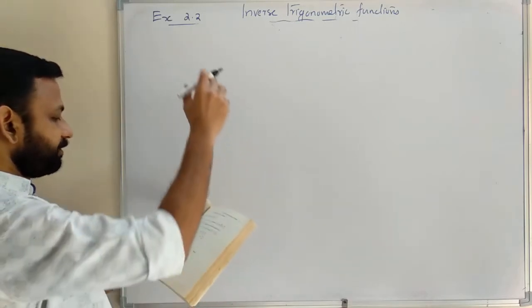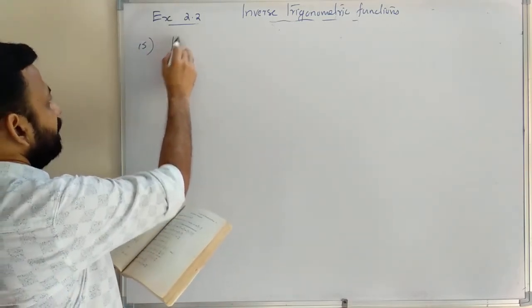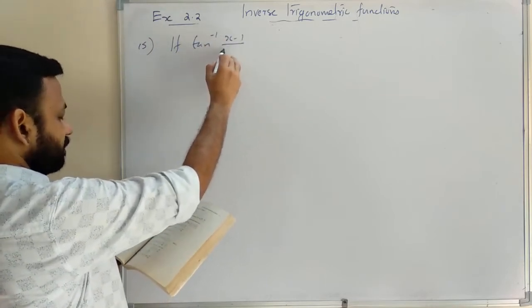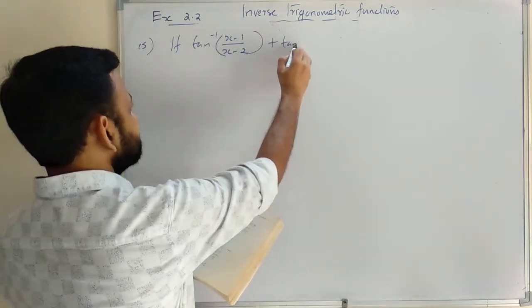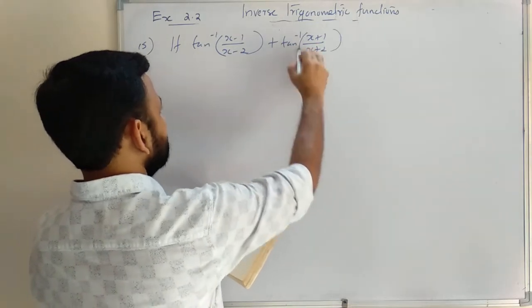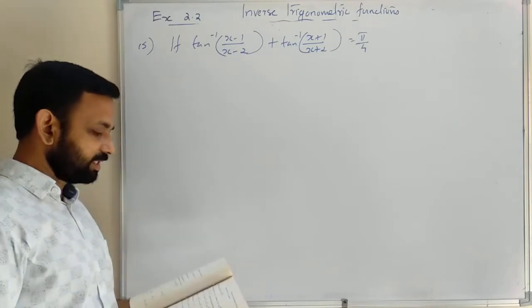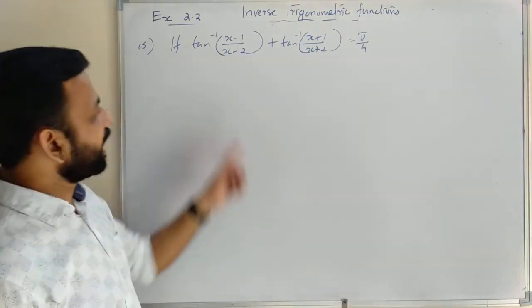And here also we need to find the value of x. Question number 15. If tan inverse of x minus 1 upon x minus 2 plus tan inverse of x plus 1 upon x plus 2 is equal to pi by 4. That is our question. So here we need to find the value of x.